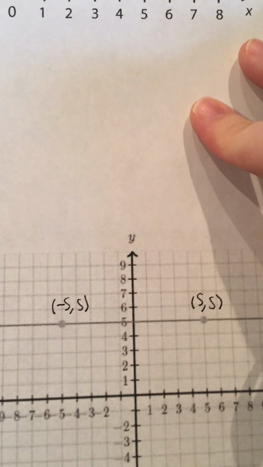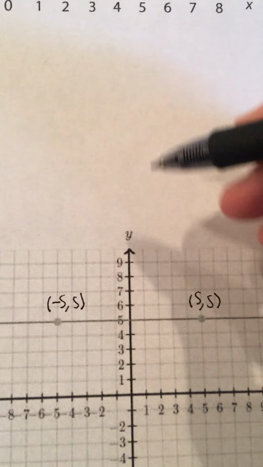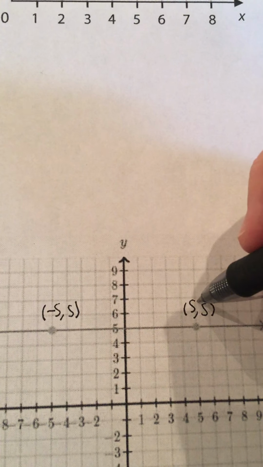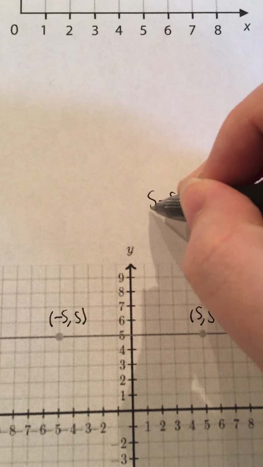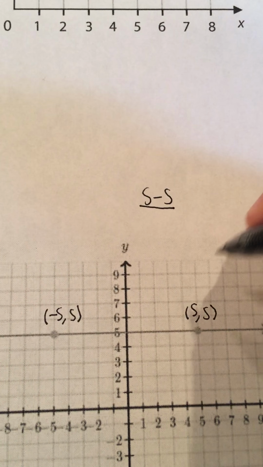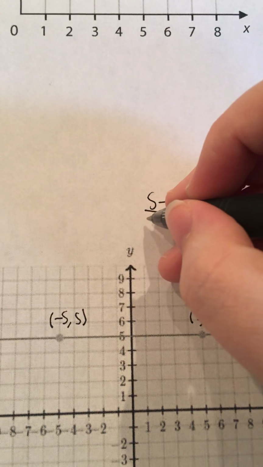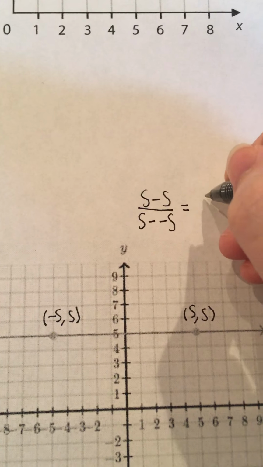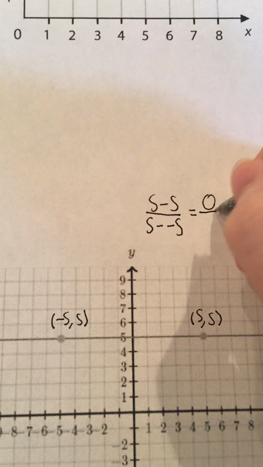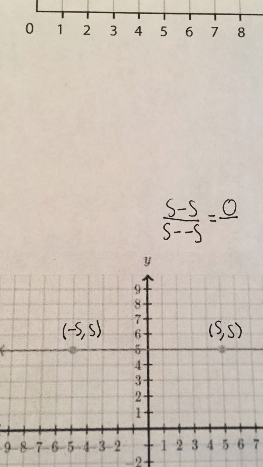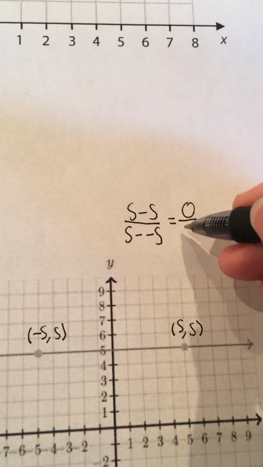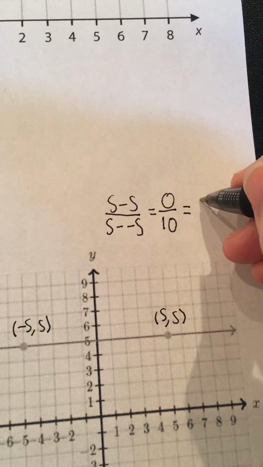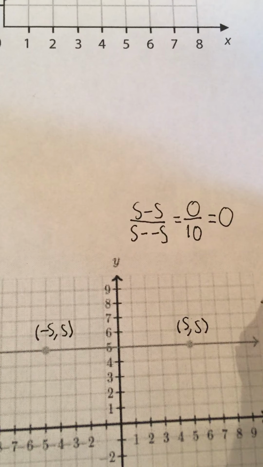All right, so let's do this with the slope formula. So our change in y is 5 minus 5. Our change in x is 5 minus a negative 5. 5 minus 5 is 0. But 5 minus negative 5 is 10. 0 divided by anything is 0. So this is a zero slope.